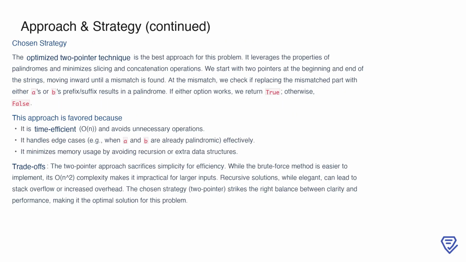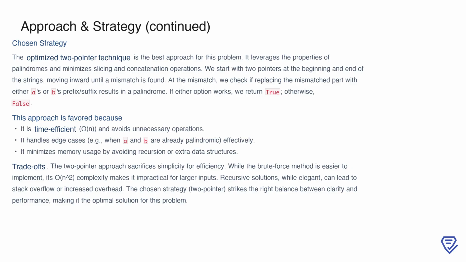The optimized two-pointer technique emerges as the most effective strategy for solving this problem. By leveraging the properties of palindromes and eliminating redundant operations like slicing and concatenation, this approach ensures efficiency. We begin by placing two pointers at the start and end of the strings, moving them inward until a mismatch is found. At the point of mismatch, we evaluate whether replacing the mismatched section with the prefix or suffix of either string produces a palindrome. If either option succeeds, we return true, otherwise, false.